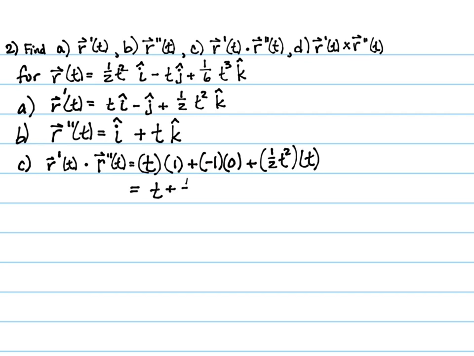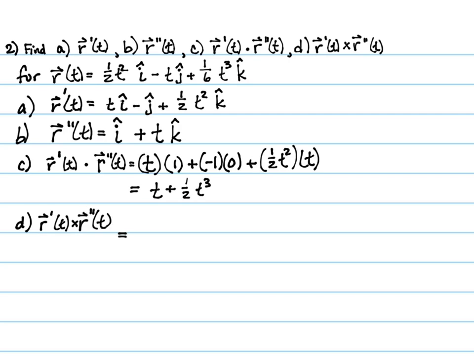T plus 1/2 t to the third. Okay, so when we're working with functions, we're not necessarily going to get coefficients. That should make sense to us. And then the last one, part D, is the cross product. So r prime of t cross r double prime of t.